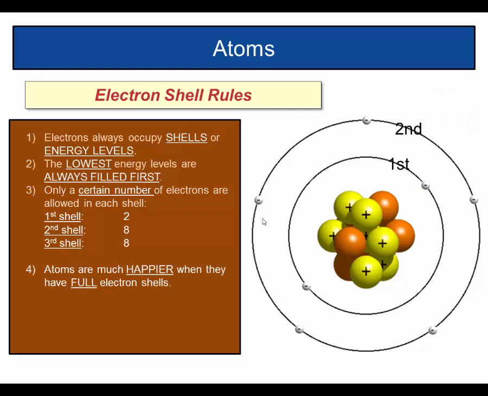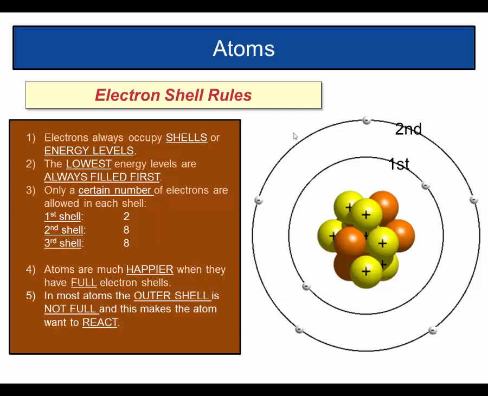Now, if atoms could be happy, which they can't, they'd be happy when they've got full outer shells. So this one here would be happy when it's got 8 rather than 5 in the outermost shell, but that's for a later story. In most atoms the outer shell is not full, and this makes the atom want to react. In fact, if you know your periodic table, the only ones with full outer shells are group 0 or group 8, which are the noble gases.